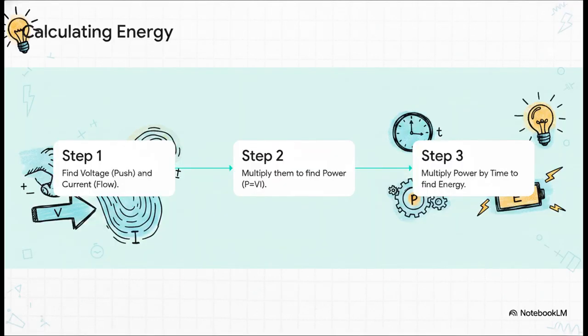Let's just walk through this procedural calculation one more time, nice and easy. If you ever face a problem about energy, just hold on to this logical sequence. Step 1, find your voltage, the push, and your current, the flow. Step 2, multiply those two together to find your power. P equals V times I. This tells you the rate of work. Step 3, multiply that power by the time the circuit is active. W equals P times T. And just like that, you found the total energy. 3 simple, totally stress-free steps.